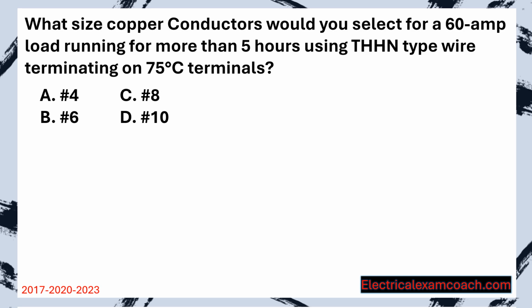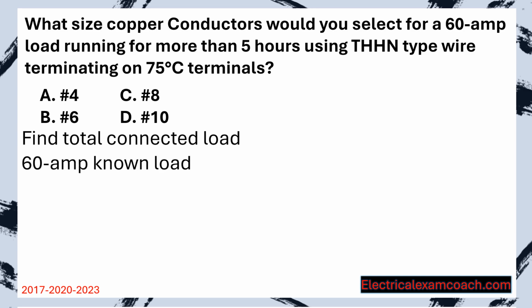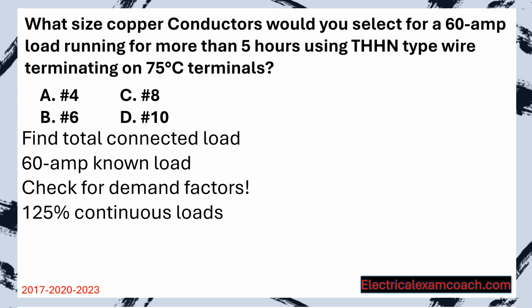What size copper conductor would you select for a 60 amp load running for more than 5 hours using THHN type wire terminating on 75 degree C terminals? Step 1, find the total connected load. Well, our starting known load is going to be 60 amps, but we must check for demand factors. When we find out that it's going to be a continuous load, we need to remember to do our 125% rule for continuous loads. So we take our original known load, multiply it by 1.25, and that gives us a new known load of 75 amps to size our wire by.